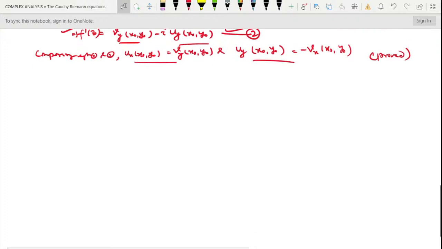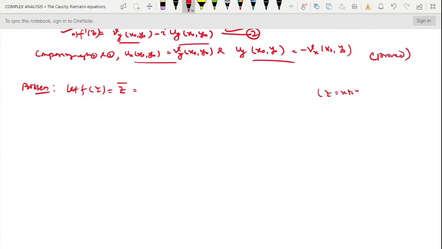Now come to a problem. Suppose f of z is given as z bar. We know always z is x plus iy. So what will be z bar? This is x minus iy. So your f of z is z bar, that means x minus iy.